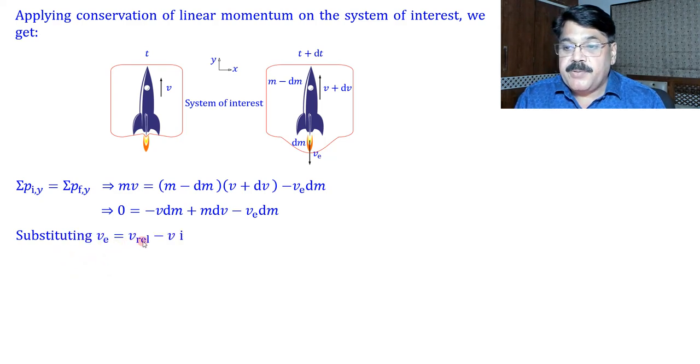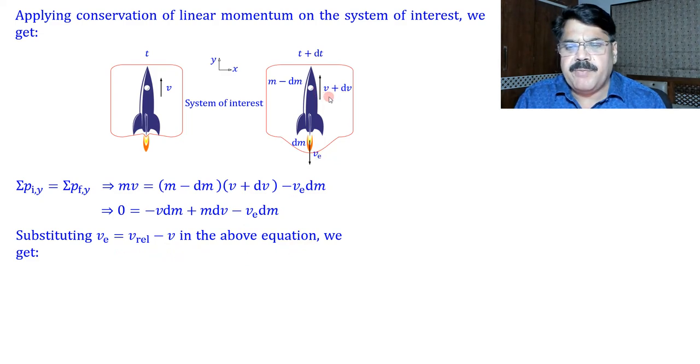Substituting v escape is equal to v relative minus v in the above equation, we get... why this? Actually, this is the velocity with respect to ground or free space, and the velocity of the rocket is v plus dv, or we can write v. So what is v relative? They are in opposite directions, so v relative will be this velocity plus this velocity. So ve plus v is equal to v relative. So what is ve? V relative minus v.